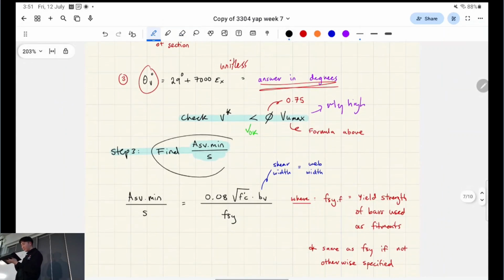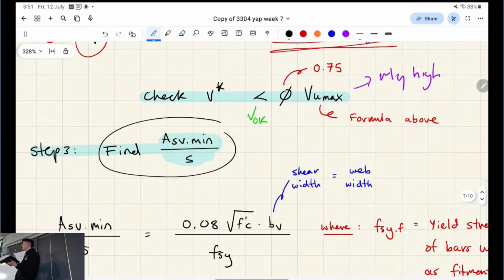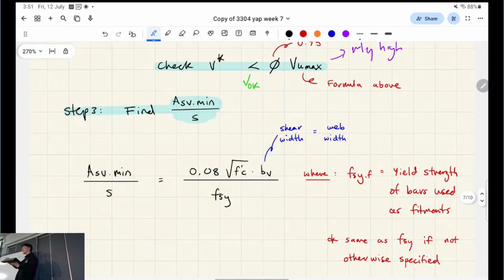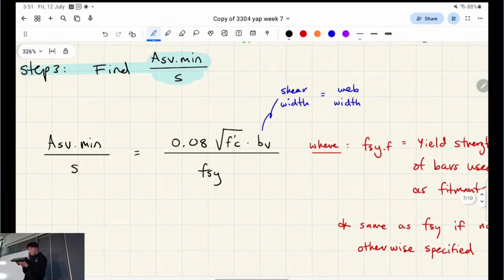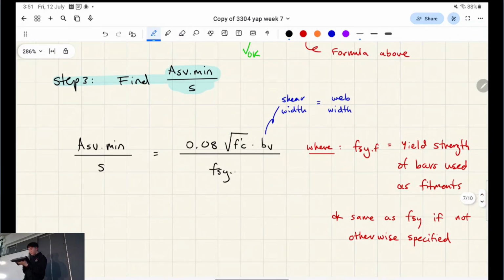Okay, next up is to find the minimum shear area for the steel per spacing, right? Minimum being because, anyway, whatever. We just find this first, right? This is a formula that they've derived, right? And it's a function of, sorry, I read this wrong in my notes. That should be FSY.F, right? So that's the yield of the steel if it's used as a fitment. So that .F, it's not the same as, do you remember FCT.F?